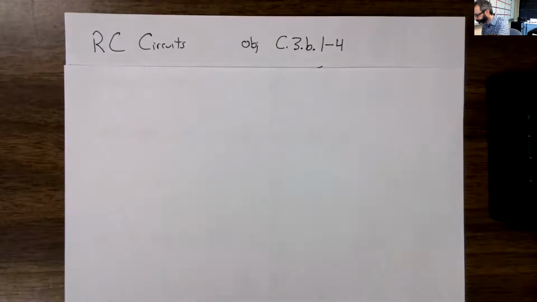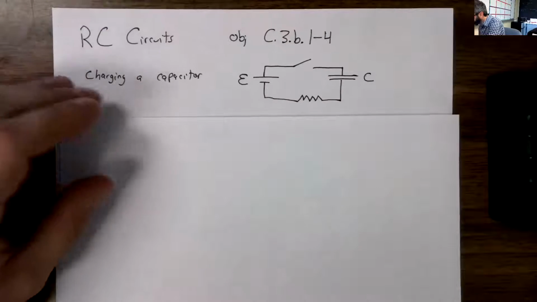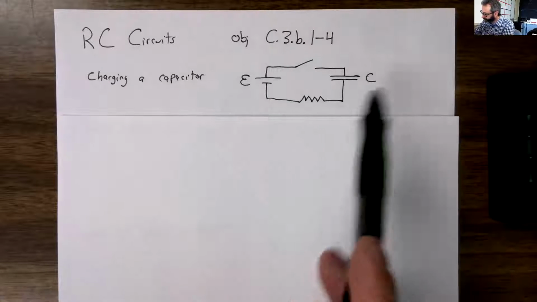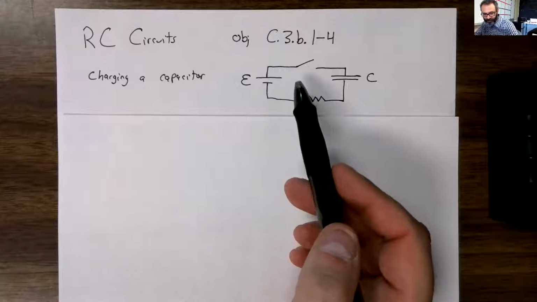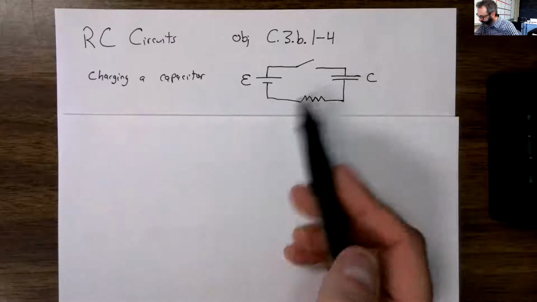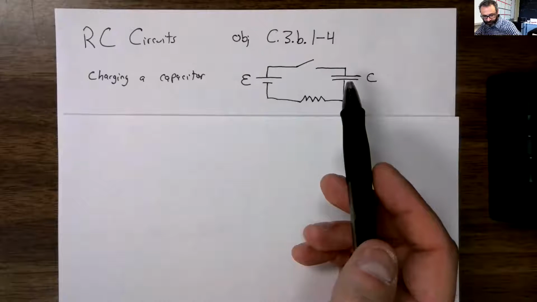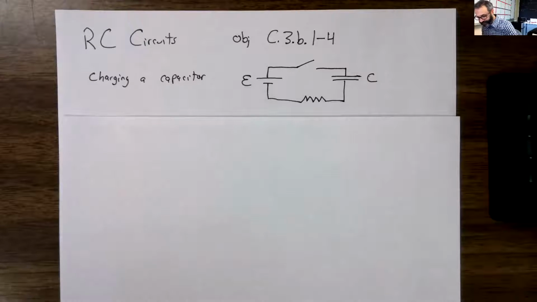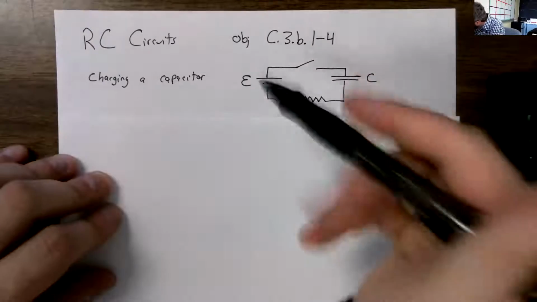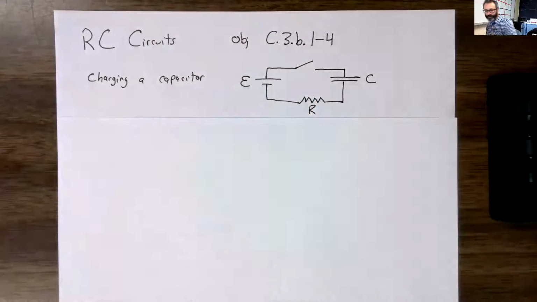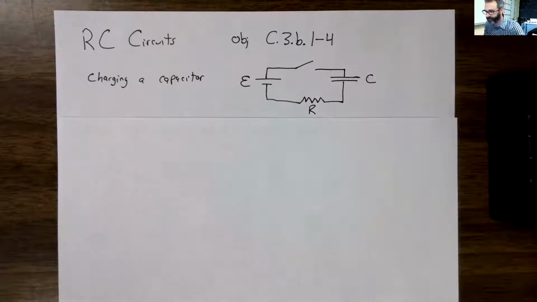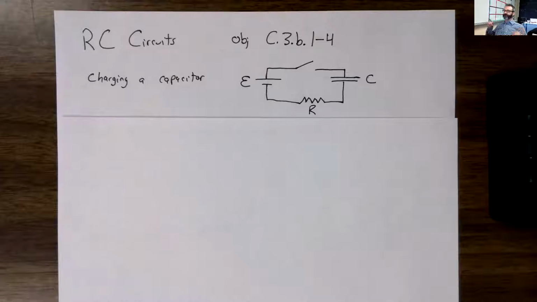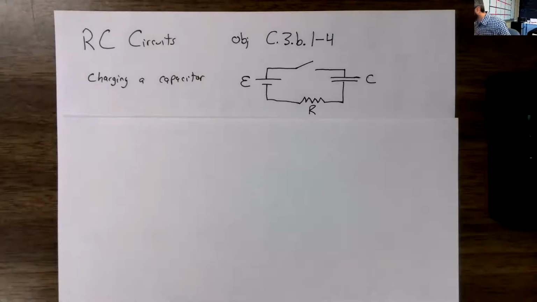All right. So here's a circuit. There's a battery with an EMF. The switch is open at the beginning because as soon as we close the switch, things are going to start to happen. So in this kind of a circuit, we want to have a switch, a capacitance C, and a resistor here with a resistance R. And it doesn't really matter which side of the capacitor the resistor is on, as long as it's in the circuit there as well.